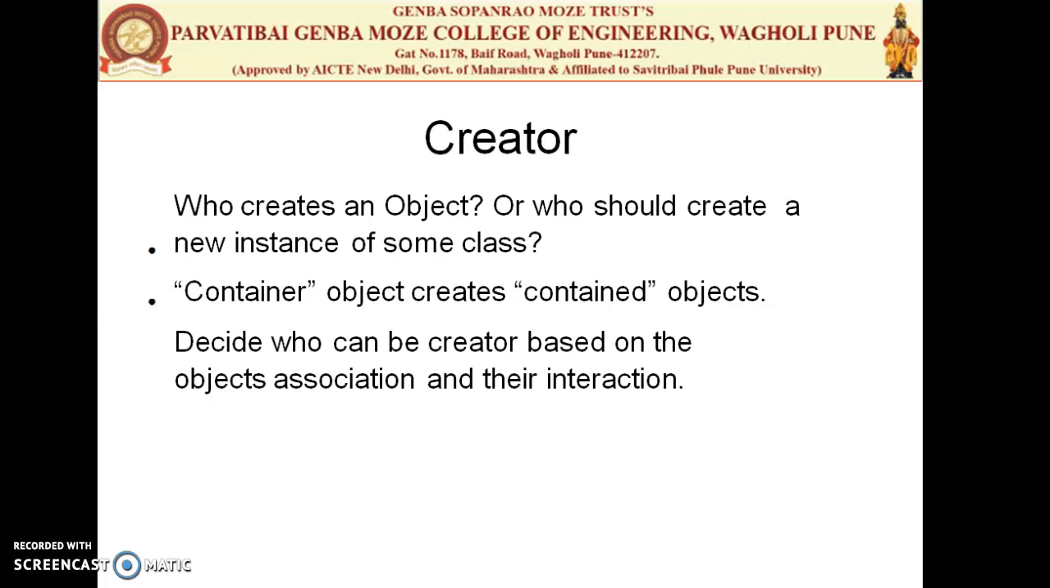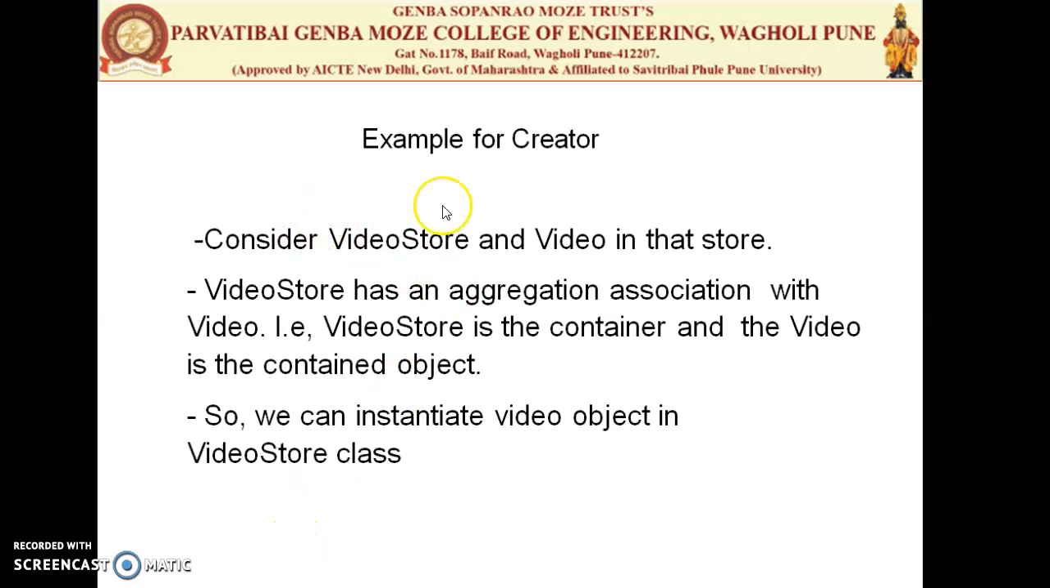The first rule in GRASP is the creator. The thing which creates the object is the creator, or who should create a new instance should be known to the design. Who is creating the object and who is supposed to create the object? Suppose there is a class container; the container creates the object content. We'll see this by an example, which decides who can be the creator based upon the object association and the interaction.